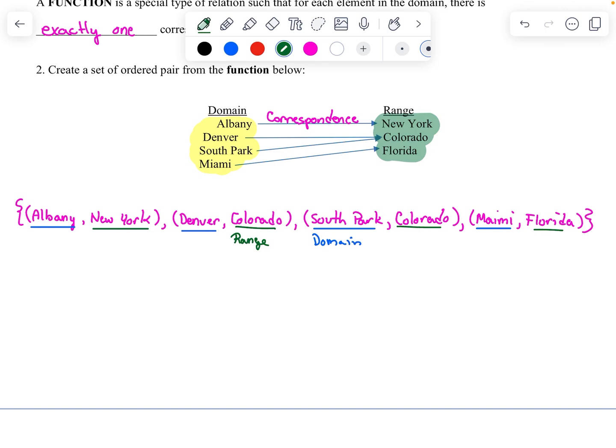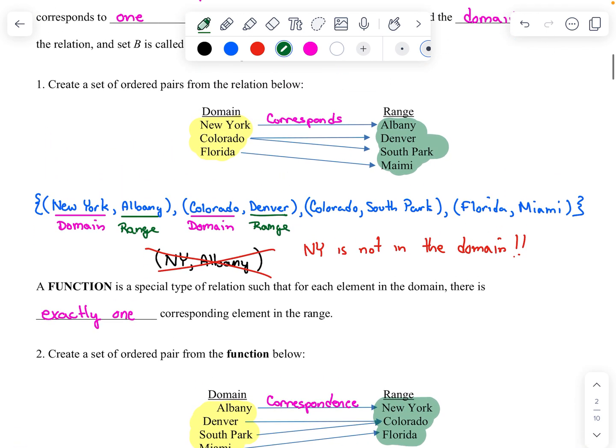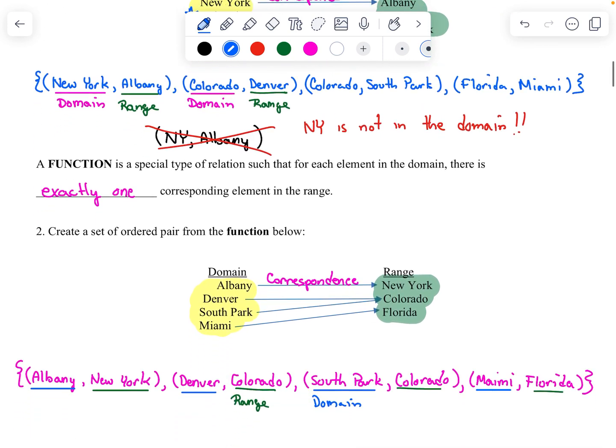Now, why is this relation a function, but the first example not a function? Well, if you take a look at Colorado, which I'll put a little star next to, notice that Colorado corresponds to more than one range value. So though this is a relation, this relation is not a function because Colorado does correspond to more than one range value.